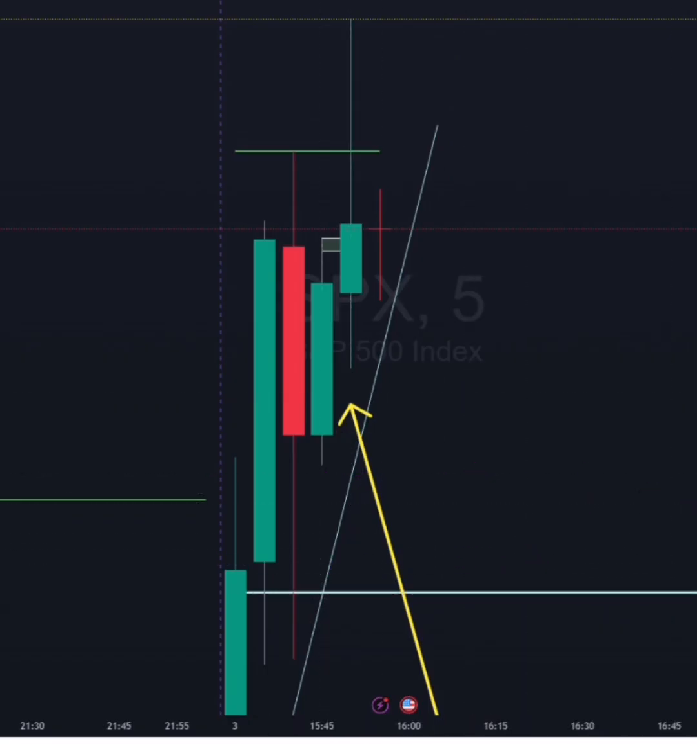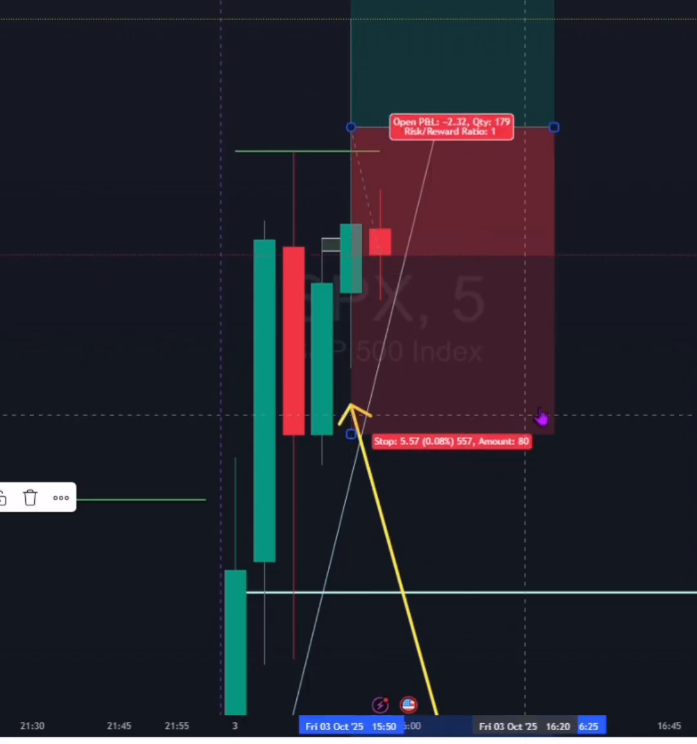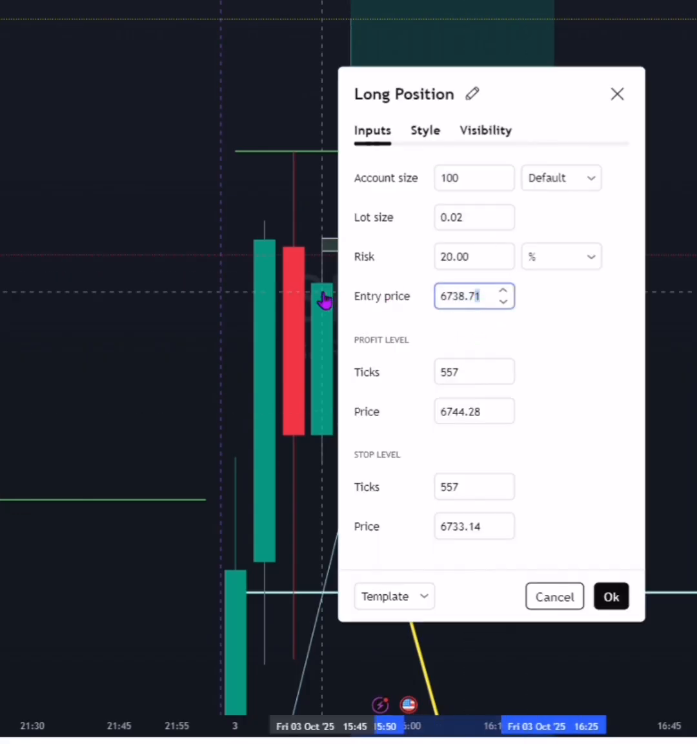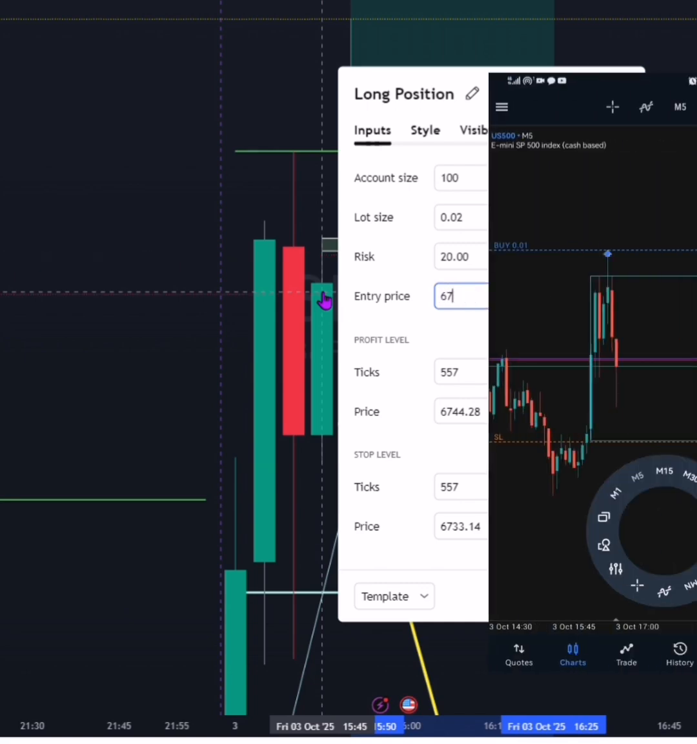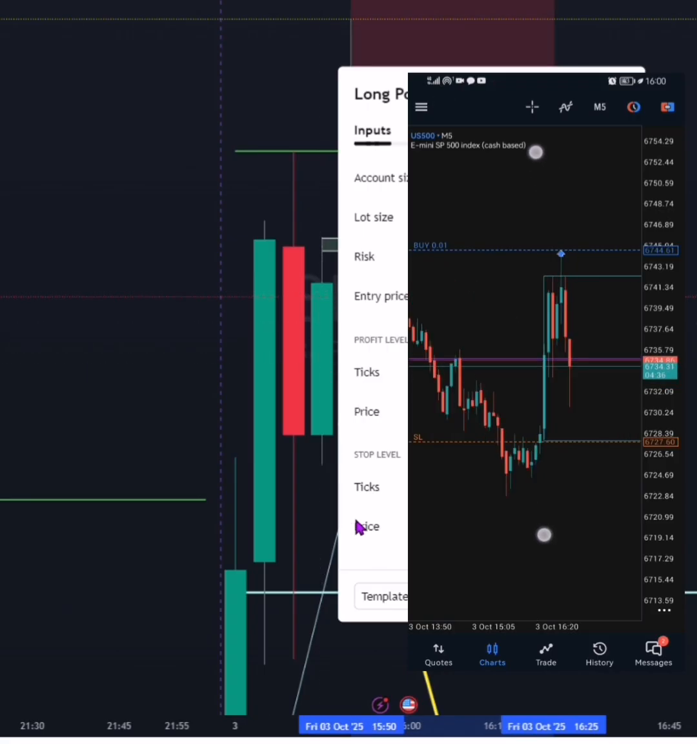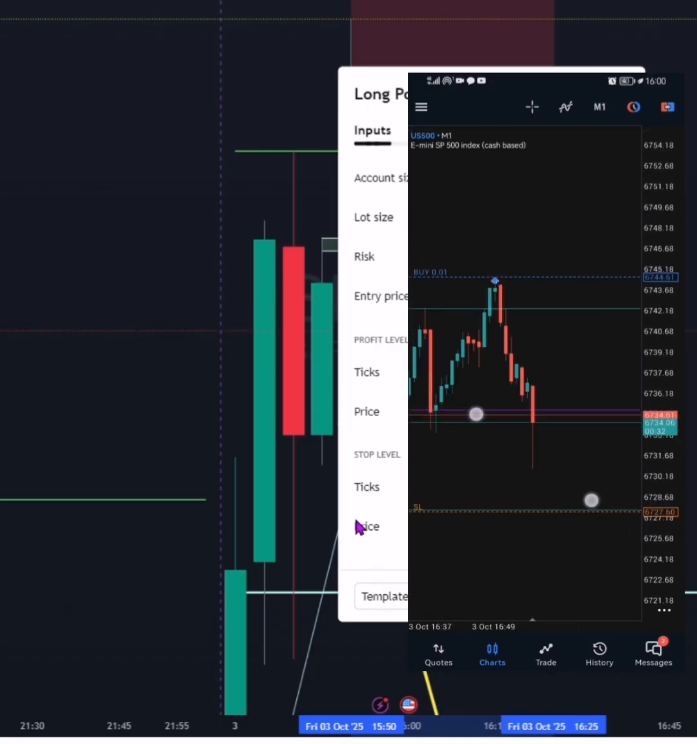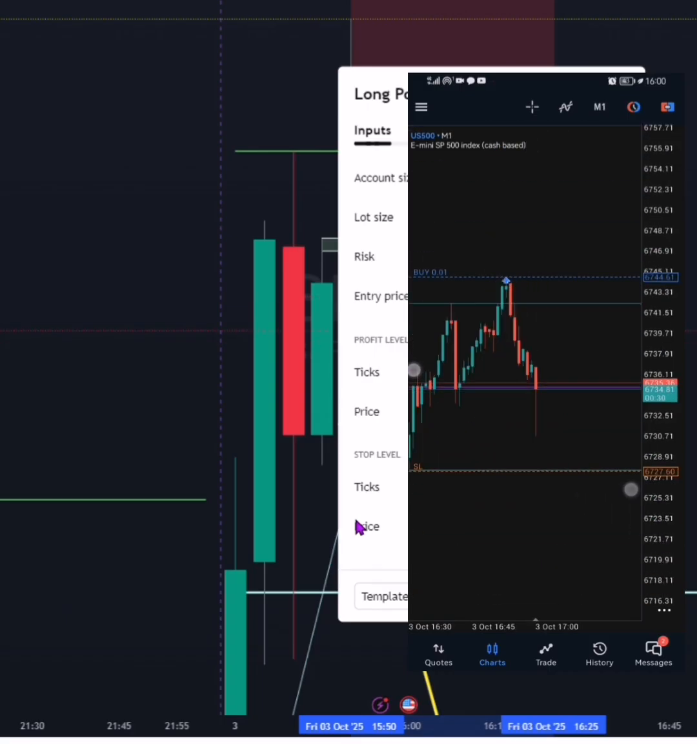So let me show you what I'm seeing now. I put the buy in on this candle. Settings, entry price 67,461, profit level open, stop level 67,27.60.